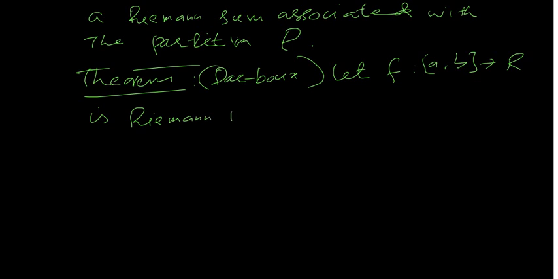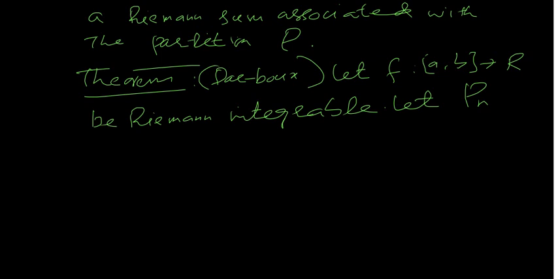And let Pn be a sequence of partitions. That means P1 is one partition, P2 is another partition, P3 is another partition. So Pn is a sequence of partitions.